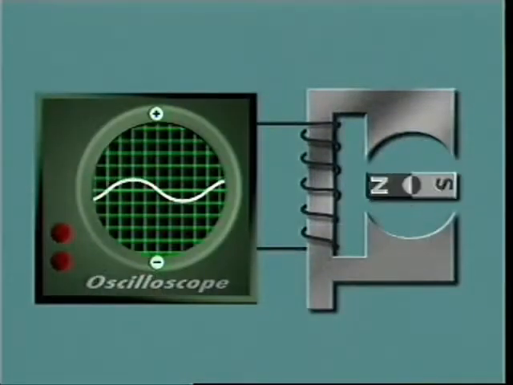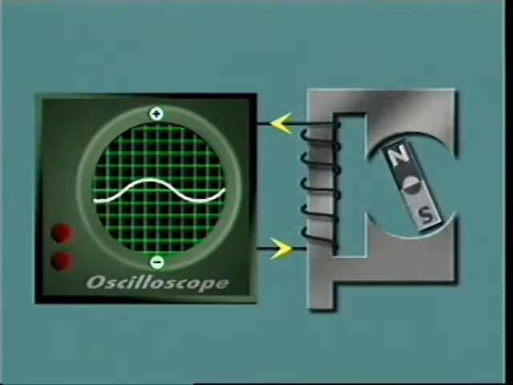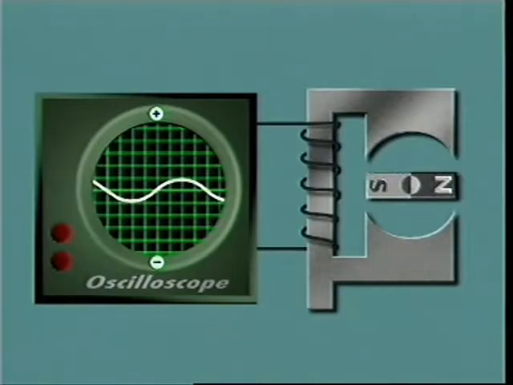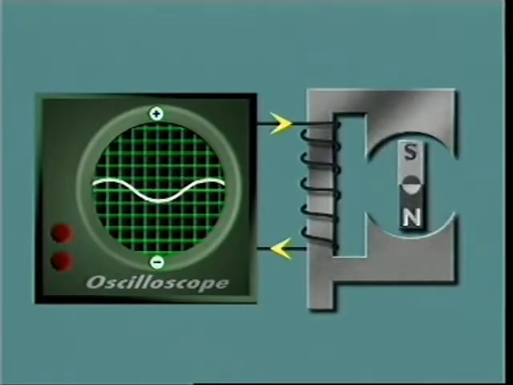Current that changes direction in this way is called alternating current, or AC. The change in direction occurs once for every complete revolution of the magnet.